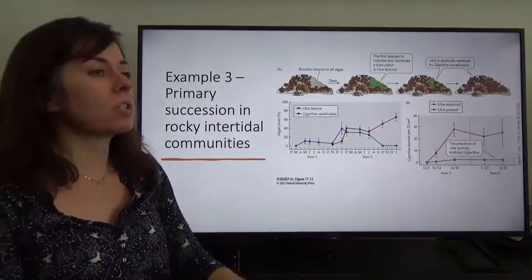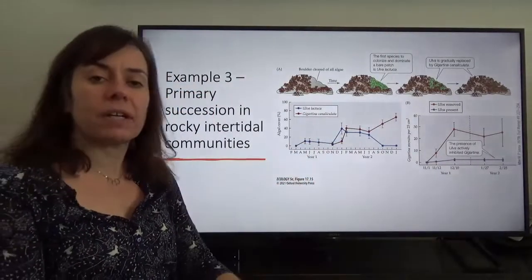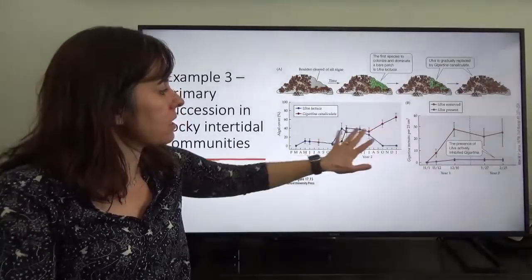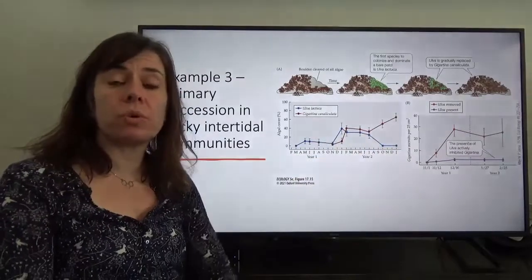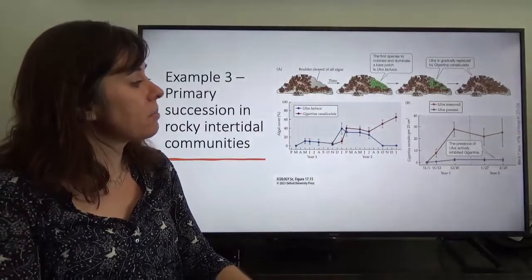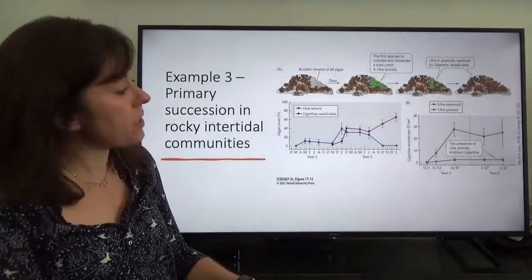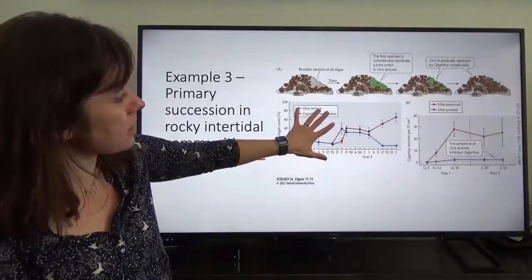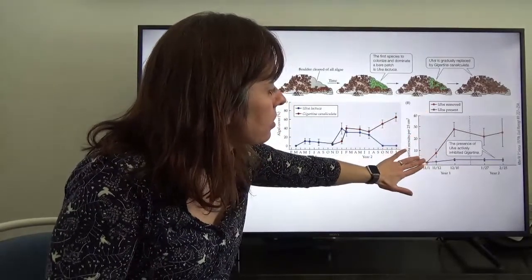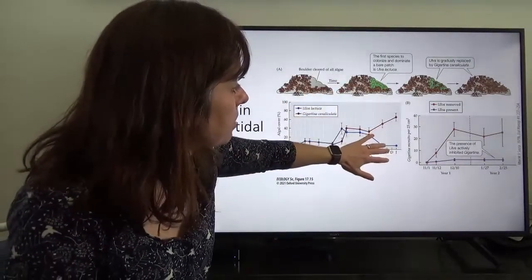And if you were just to look at that and interpret that graph, you would expect that Ulva is modifying the environment somehow, facilitating the establishment of Gigartina, which then outcompetes Ulva, and Ulva is no longer able to stay in the system. That would probably be your first interpretation of this. But these researchers who studied this system, Sousa et al., experimentally manipulated the algal communities.